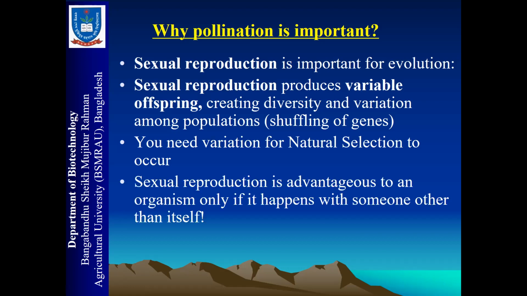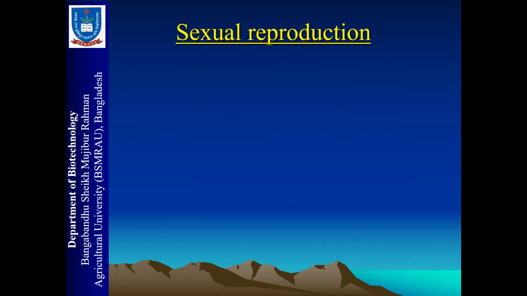Sexual reproduction is advantageous to an organism only if it happens with someone other than itself. For example, in the case of self-pollination, you cannot find such diversity. So outbreeding is good, inbreeding is bad. Inbreeding depression takes place, and any bad genotype can appear.